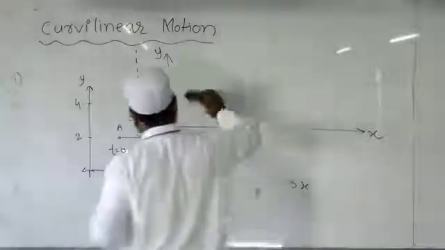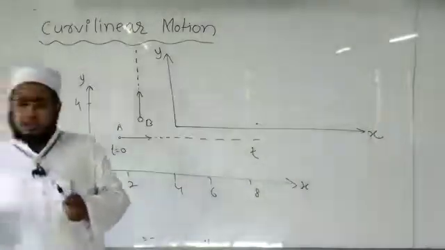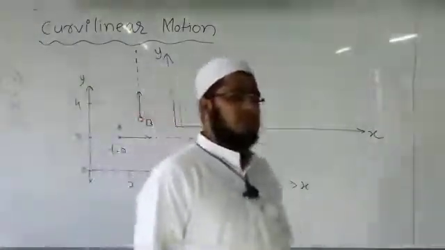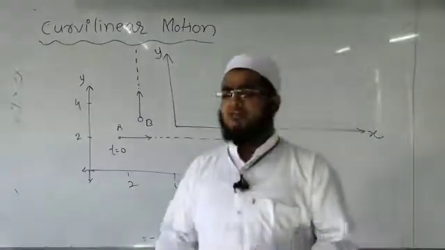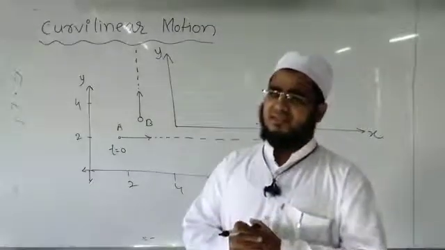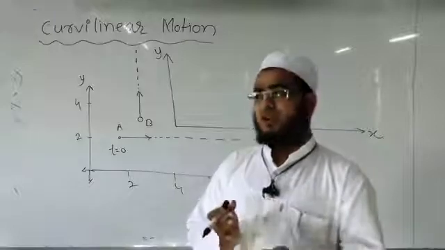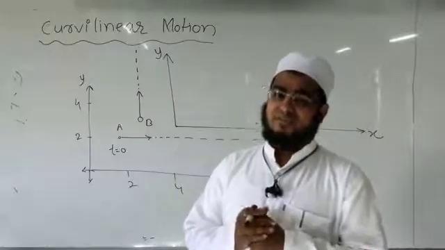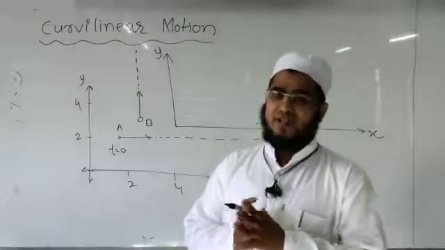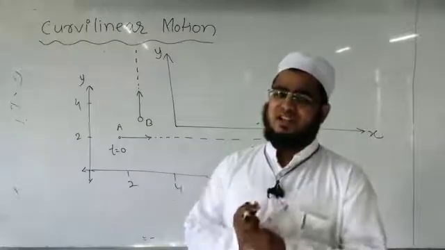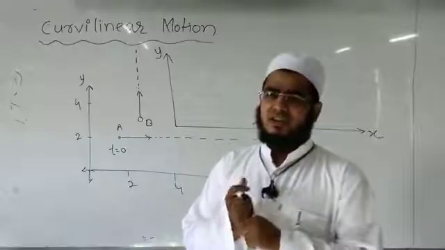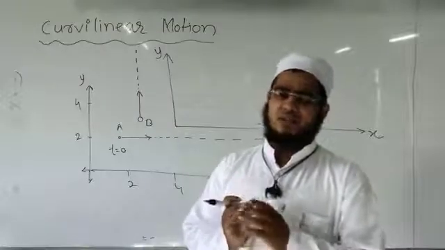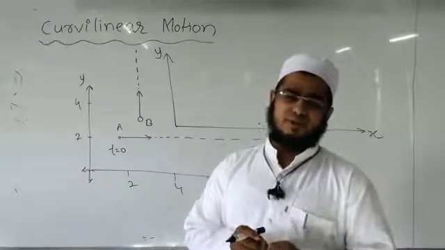So in curvilinear motion, as it has variables in two directions, we have to consider the velocity in two directions, the acceleration in two directions, and the displacement, if the direction is decided accordingly with reference to the axes, we have to calculate the displacement of the object.